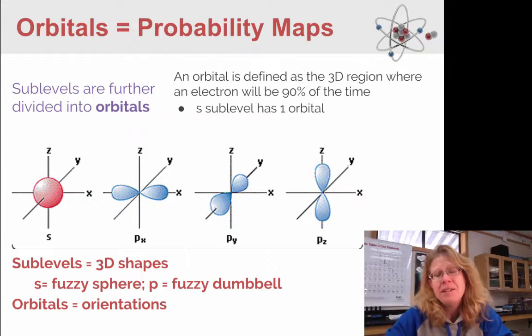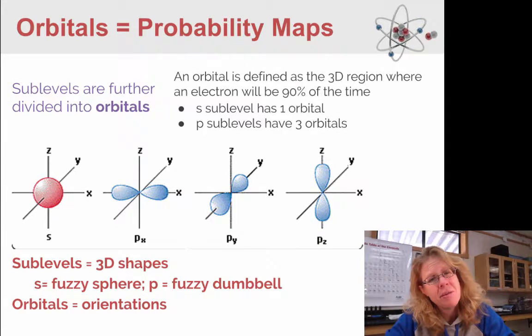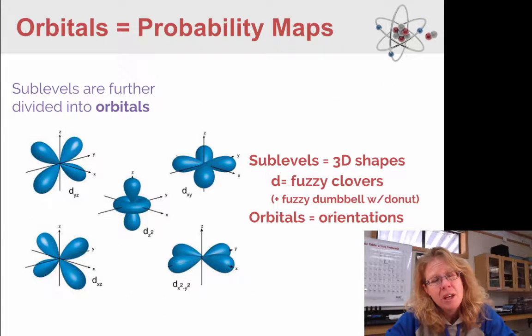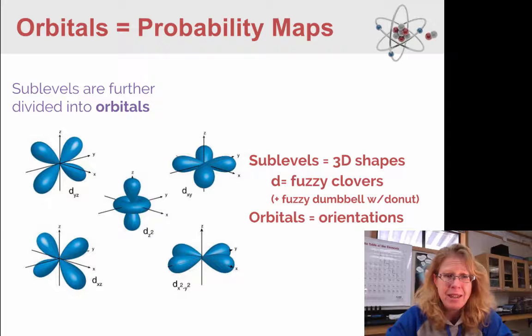It's still considered a three-dimensional region, and that orbital space is still considered to be that 90% of the time. So S has one, P has three, and now we'll take a look at what the D's look like, because yeah, they're scary. Turns out the D sublevels are even more complex, as we're trying to fit more and more electrons into that scary space that they're trying to get into.